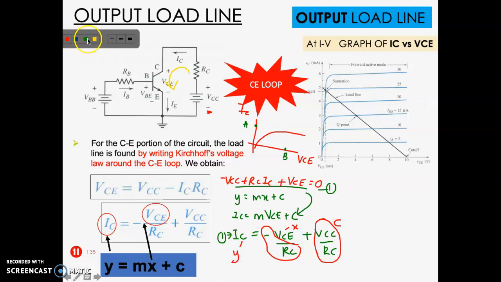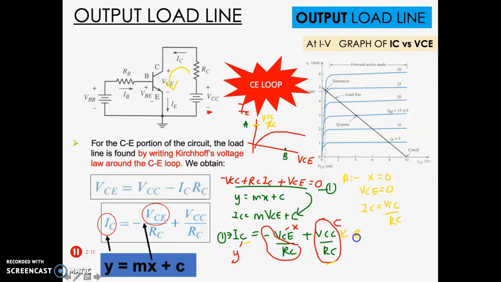So how are you going to find the values of A and B? Let's say you want to find the value A. It means you make x equal to 0, because it's at the point on the y axis. So what is your x? VCE equal to 0. Based on this equation, what will happen to your IC when VCE equals 0? Your IC will be equal to VCC over RC. So your A point here is actually VCC over RC.